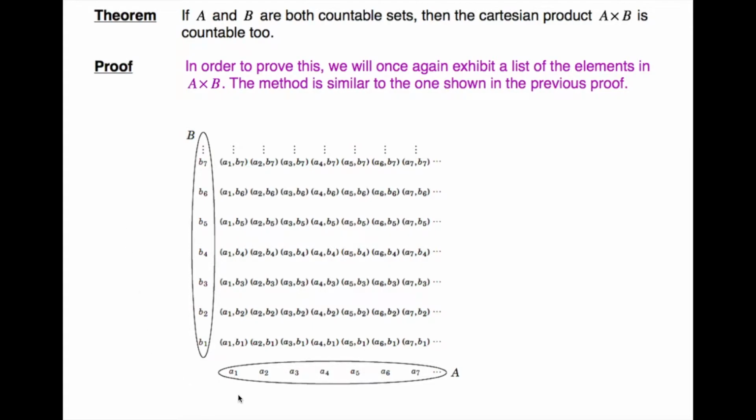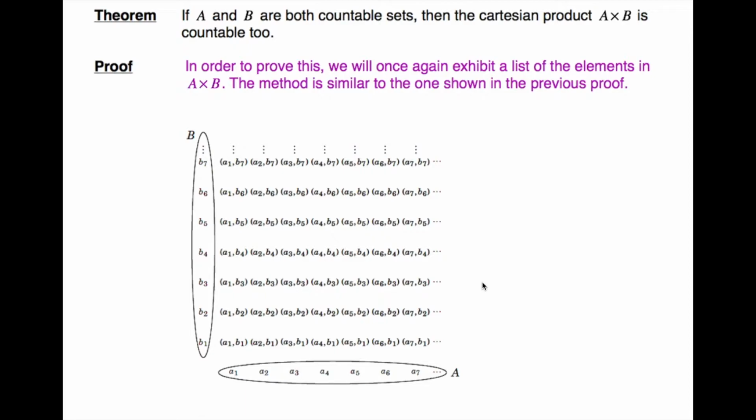It's upside down compared to the previous proof, but if we look here, these are the elements of A. And since we know that A is infinitely countable, we can list them: A1, A2, A3, A4, and so on. There's infinitely many. B has elements B1, B2, B3, B4, B5. And this creates a two-dimensional grid where we can list all the elements of A cross B. We have A1, B1, A2, B1, A3, B1, A4, B1, and here A1, B2, A1, B3, A1, B4, A1, B5, and so on.